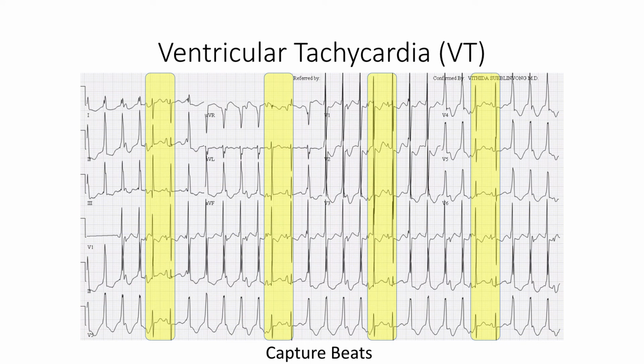Here you can see that in the midst of a run of VT, we have a set of two capture beats that sneak in early and perfectly capture the ventricle. Then you can see that the VT resumes. This is strong evidence of VT.